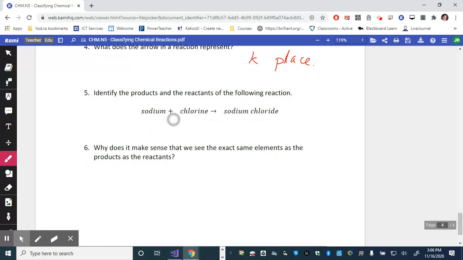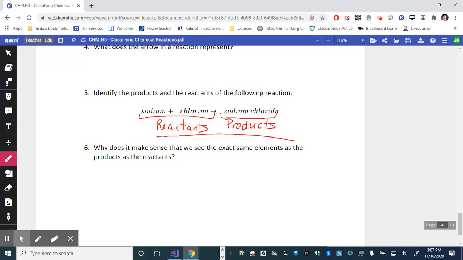Identify the products and reactants of the following reaction. It starts off with the reactants. There are the reactants. And now we've got, this must be the products. What is produced? My tendency is always to mix these up, but that's how it is.